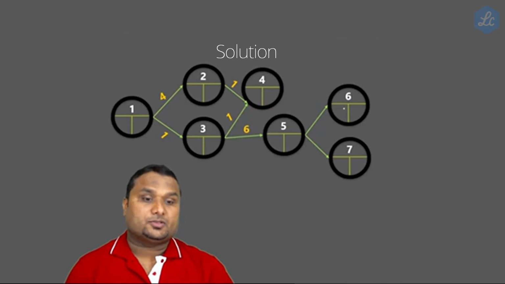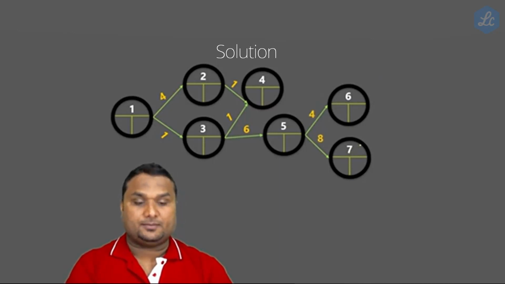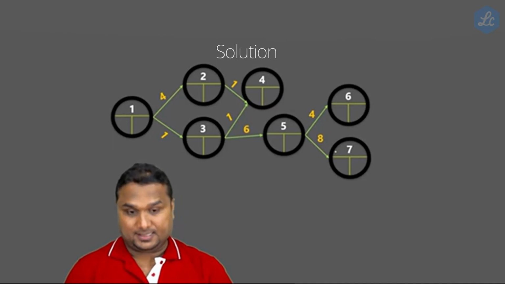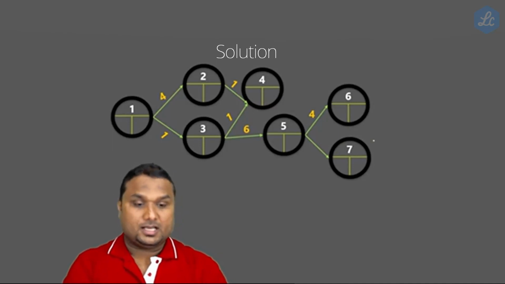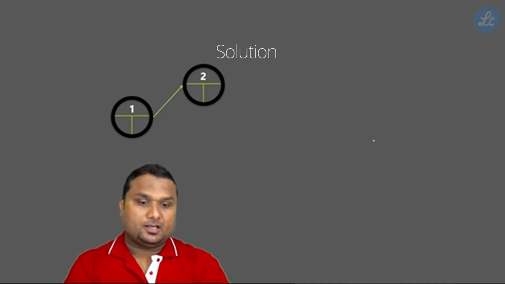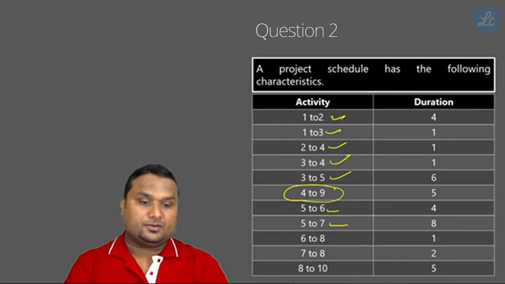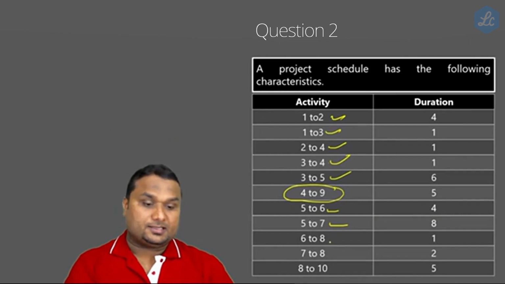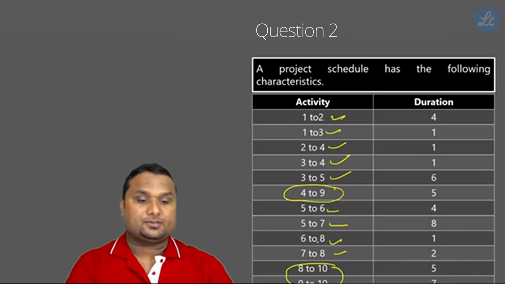Let's wait. So 5 to 6 is there, 5 to 7 is there, which we have finished. What is the time? One is 4, one is 8. So 5 to 6, which is 4, 5 to 7, which is 8. Now after that, what? See this? Next is 6 to 8, 7 to 8. Then from 8 it is 10, and from 9 it is 10.